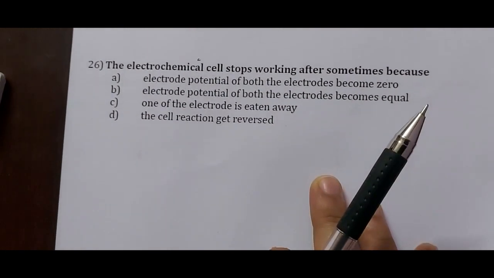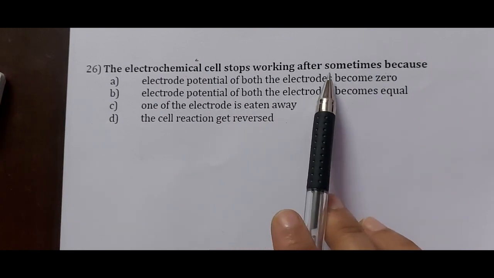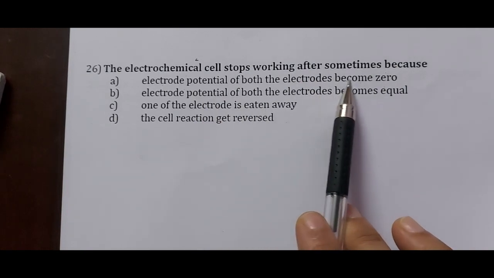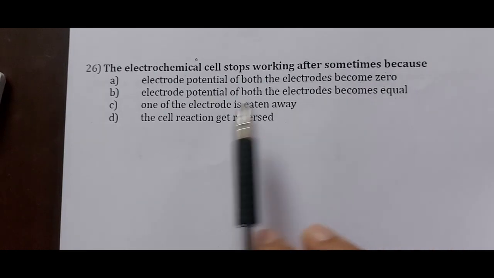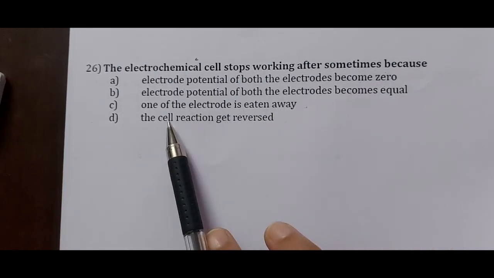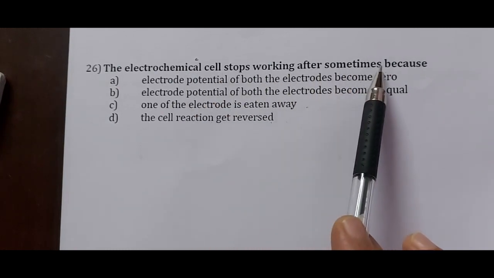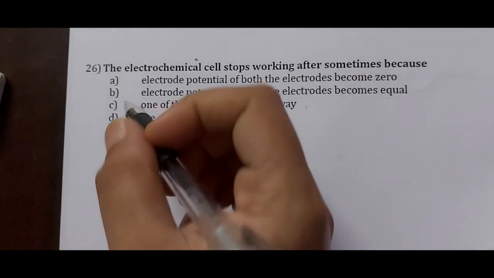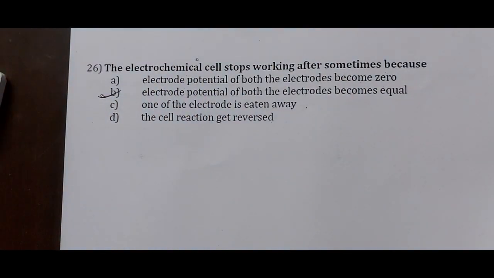Next, if we go with the next question, the electrochemical cell stops working after some time because electrode potentials of both the electrodes become zero, electrode potential of both the electrodes becomes equal, one of the electrodes is eaten away, or the cell reaction gets reversed. So the electrochemical cell stops after working some time because the potential of both electrodes becomes equal. When the potential of both electrodes becomes equal, the electrochemical cell will stop working. So this was regarding question number 26.